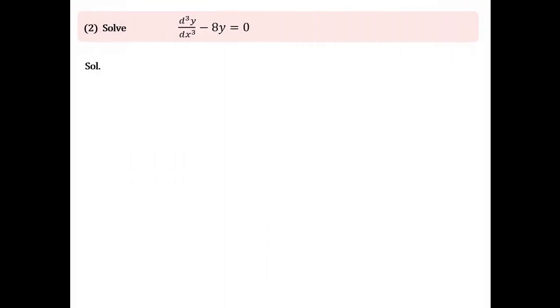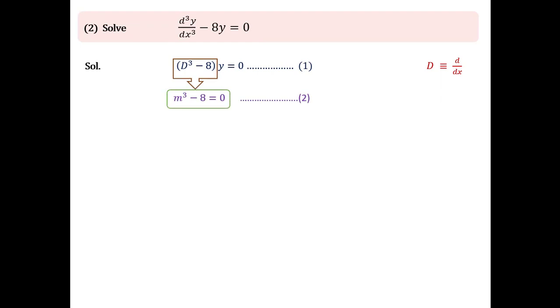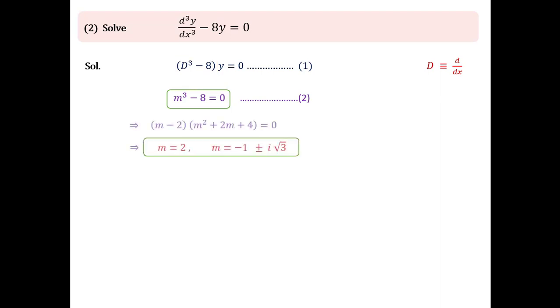Second question: the given differential equation can be written as (D cube minus 8) y is equal to 0, where D stands for d over dx. Now the auxiliary equation is m cube minus 8 is equal to 0, which is a third degree polynomial. So it has three roots, and roots are 2 and minus 1 plus minus i root 3. Here roots are both real and complex.